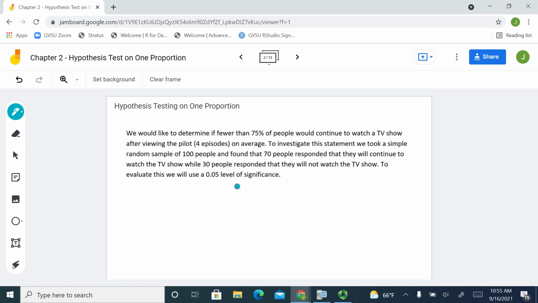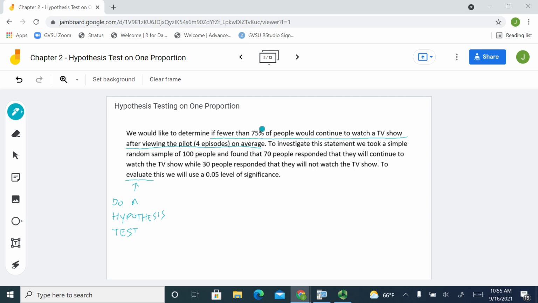Now, there's a couple things that I want to point out. Number one, when we're talking about evaluating some sort of claim, which the claim or the statement or the question that we're looking at is up here, this word evaluate is really screaming, do a hypothesis test. And the claim that we're trying to evaluate is if fewer than 75% of people will continue to watch the TV show on average.